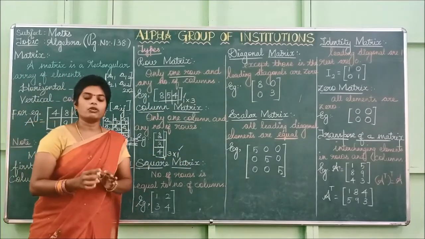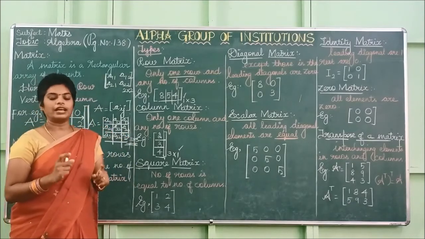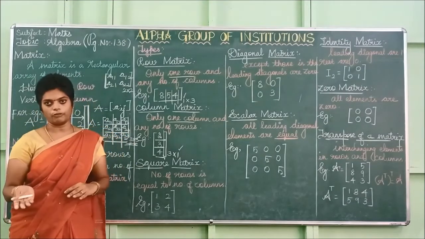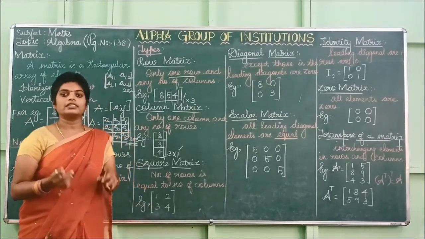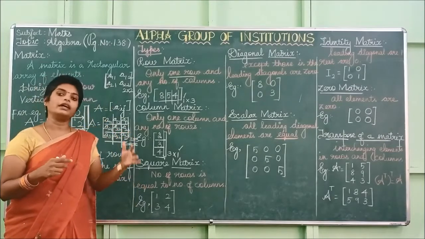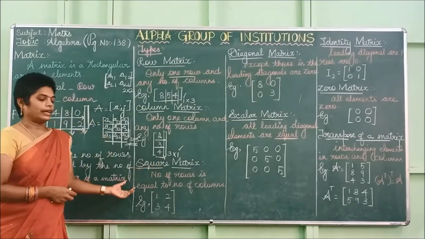So the difference between row and column is: a matrix is said to be a row matrix if it has only one row and any number of columns. For column matrix, a matrix is said to be a column matrix if it contains only one column and any number of rows. Then let us move on to the square matrix.